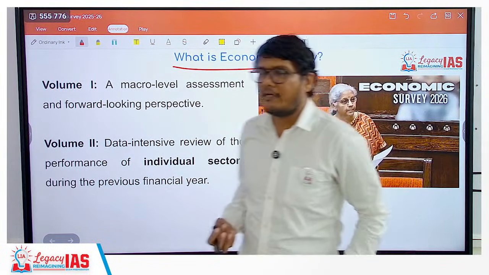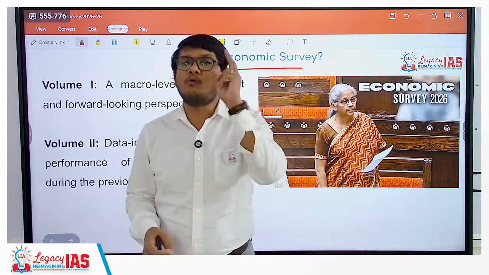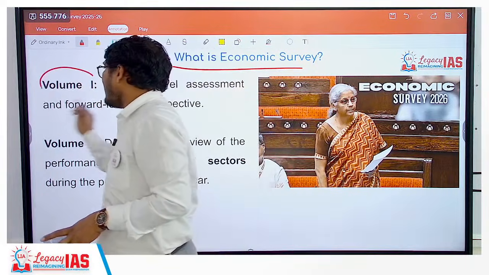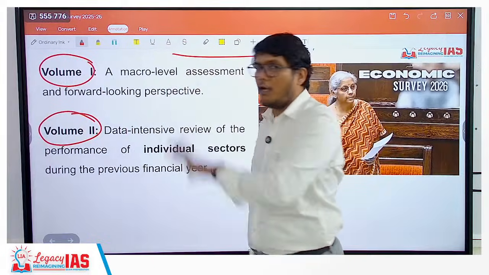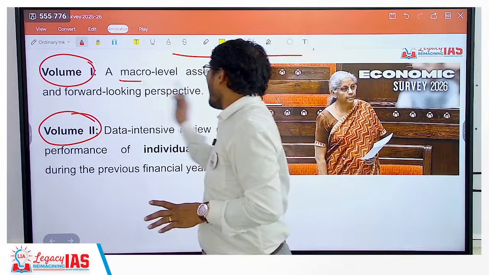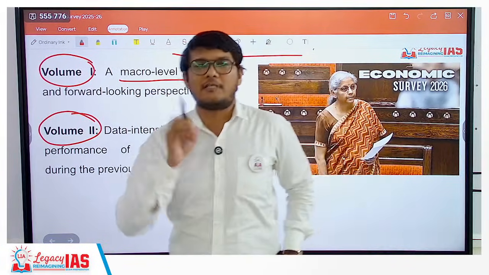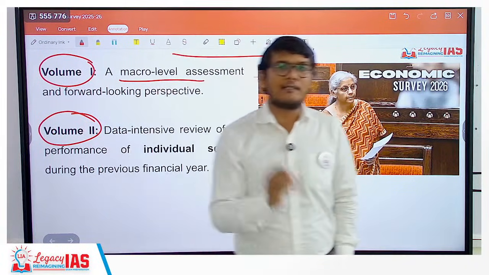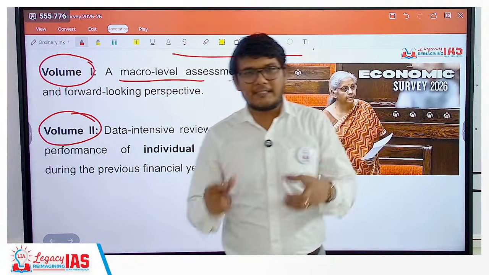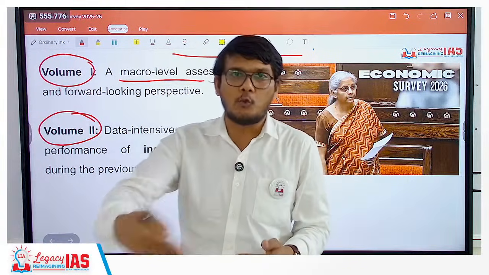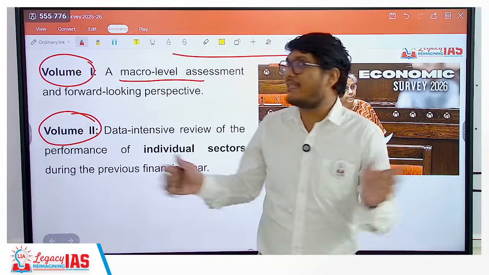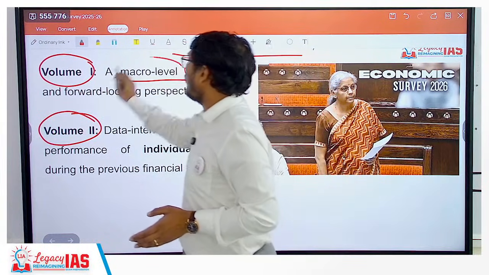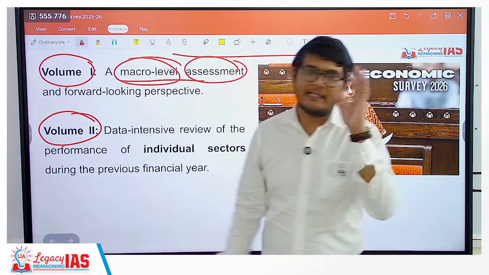Now further, if we break this economic survey down, it generally consists of 2 volumes. Volume 1 and volume 2. Now what do these volumes include? Volume 1 consists of macro level assessment of the economy and how these macro level figures or facts are going to do in the coming year. They talk a bit about that as well, but majorly they assess how the macro level factors have done in the economy.